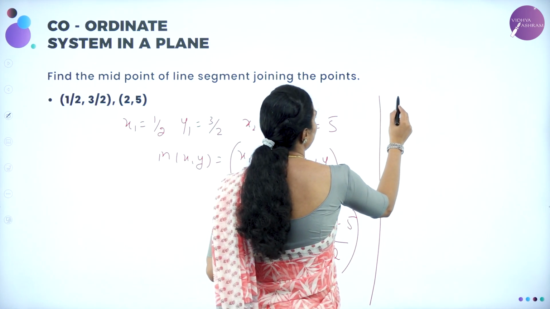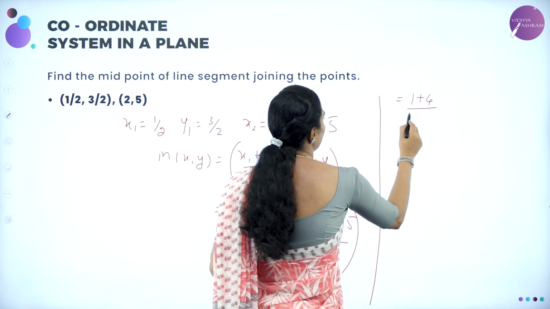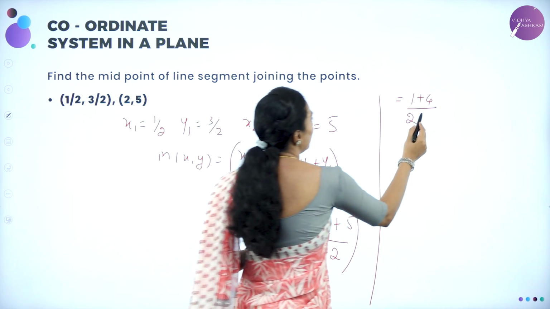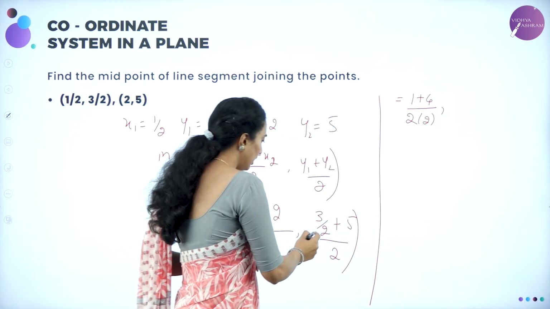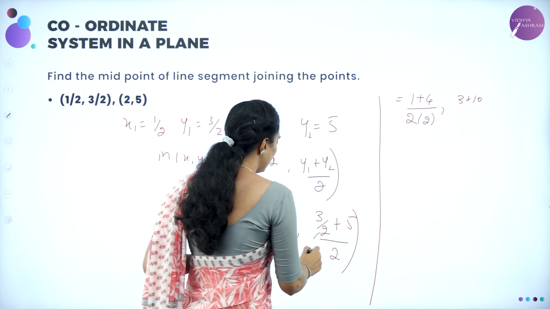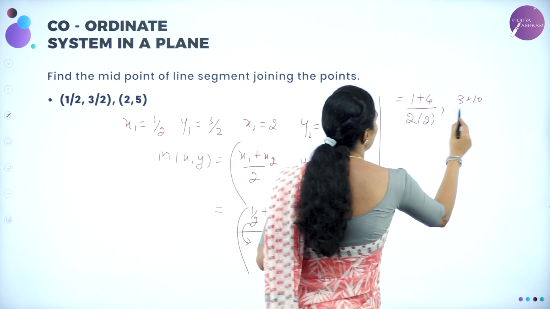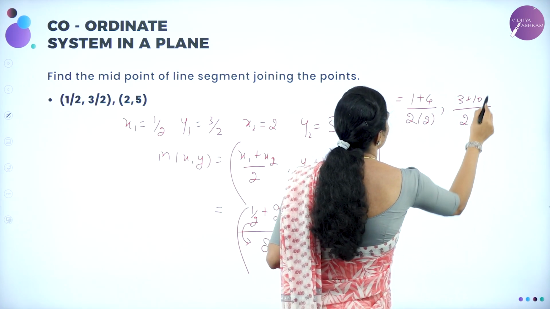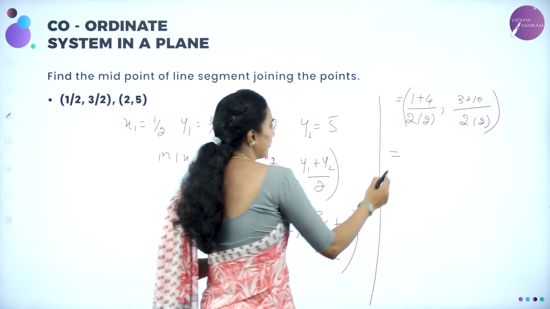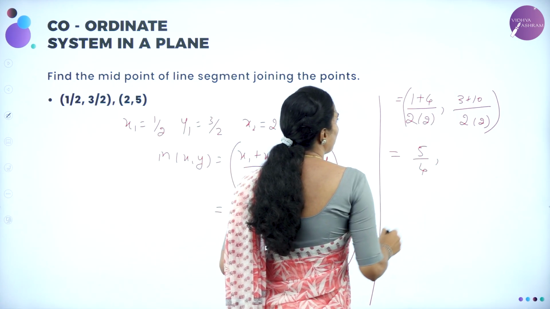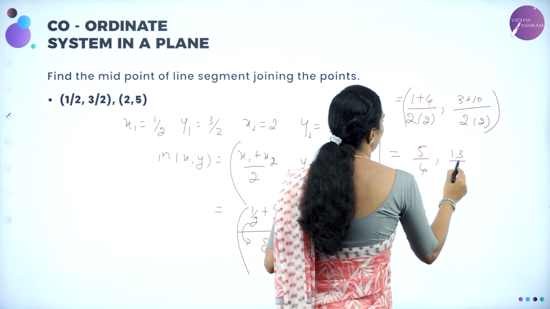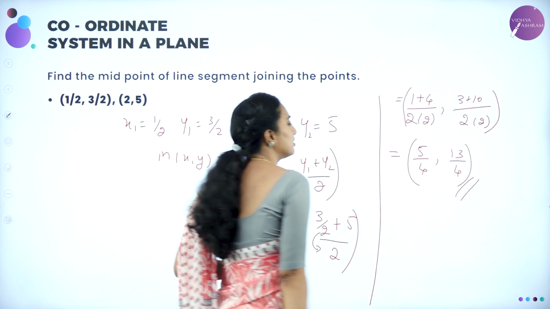So you are going to have 1 plus 4 divided by 2. This 2 will come to the denominator after taking the LCM. Another 2 is remaining. 2 into 2, comma, again here 2 5s are 10. So 3 plus 10, again this 2 will come to the denominator after taking the LCM, so divided by 2 into 2. So the answer you are going to get, what is the answer? 1 plus 4 is 5 by 4, comma, 3 plus 10 is 13 by 4. That is your answer. This is the midpoint.